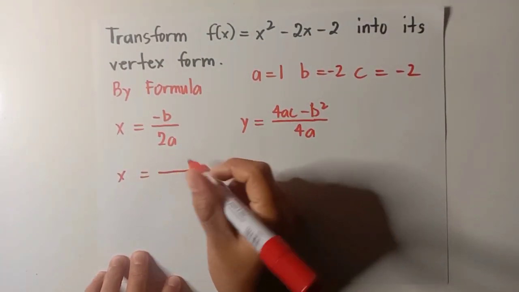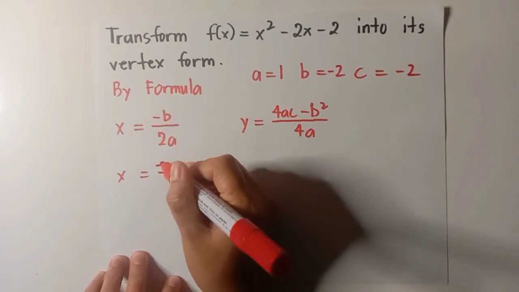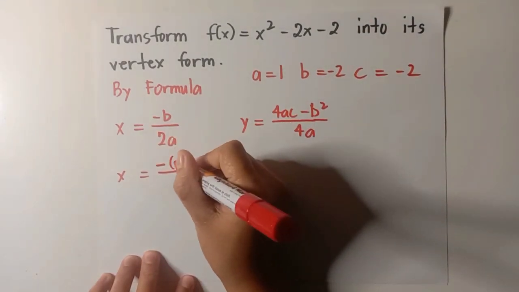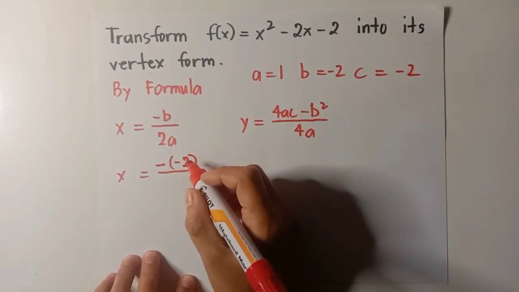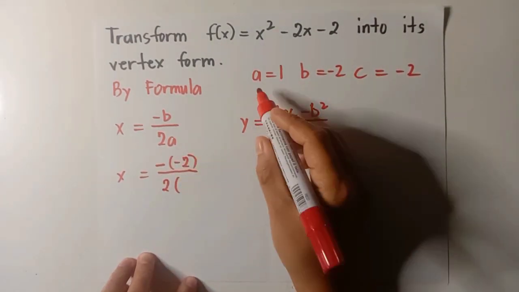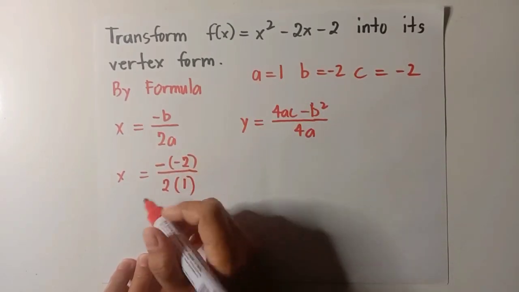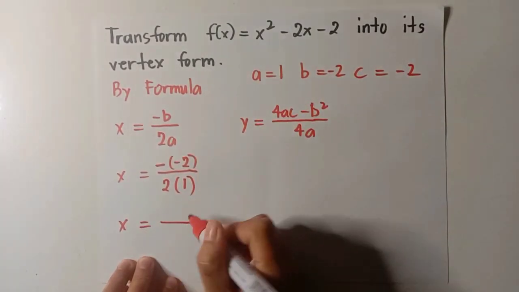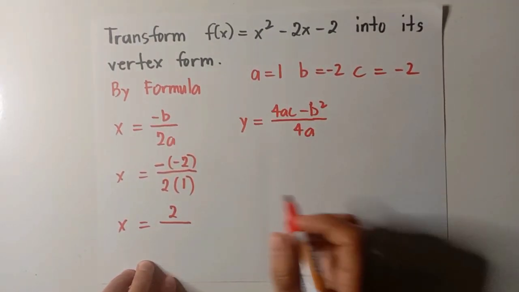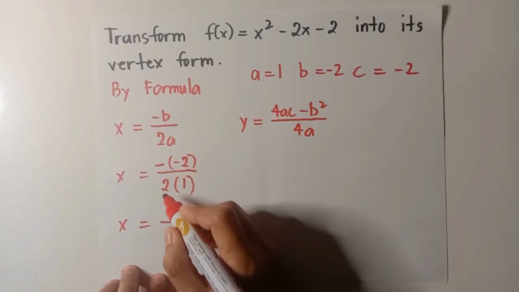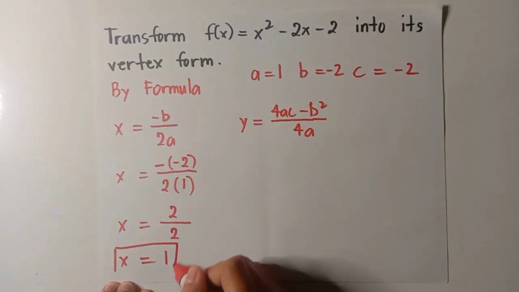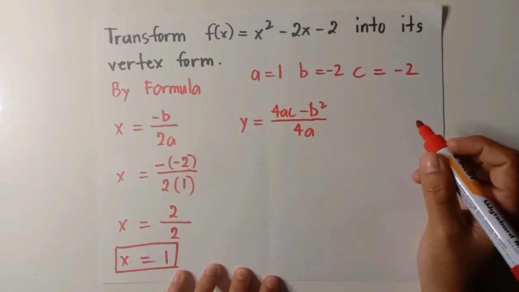So, x is equal to, just copy negative, and what is the value of our b? Our b is negative 2. So, we will have to place it in a parenthesis since the value is negative. And then, copy 2 times the value of our a, which is 1. Next, negative times negative 2 becomes 2. And then 2 times 1, that is 2. So 2 divided by 2, that is 1. So our x is positive 1.